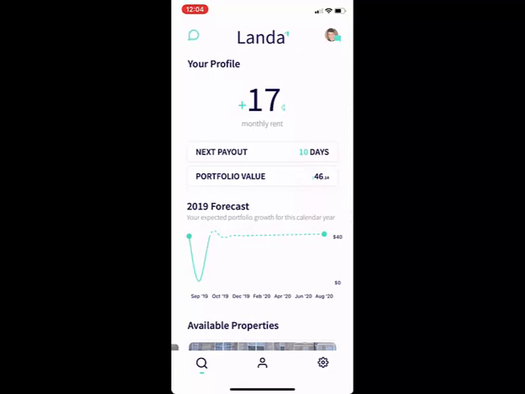When you make an account, you're going to be required to answer some questions. You have to be an American. You also have to be an accredited investor.